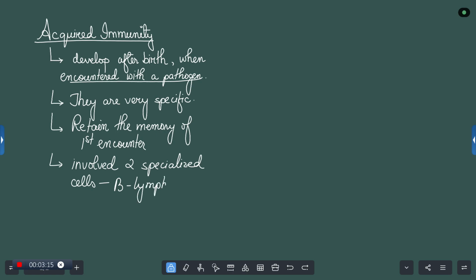One is B lymphocytes. We'll be talking about this a little later. And another one is T lymphocytes.